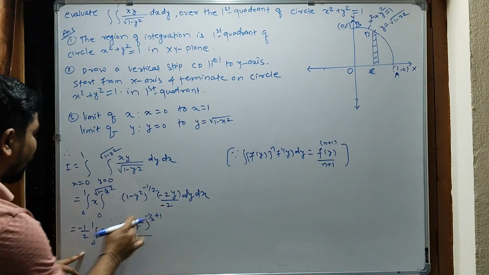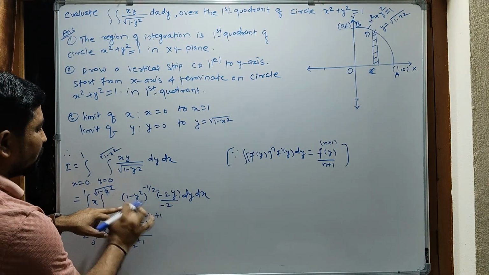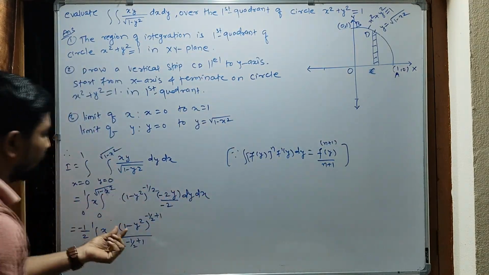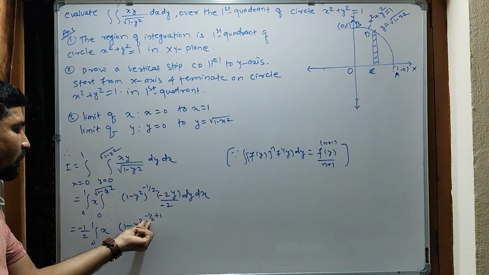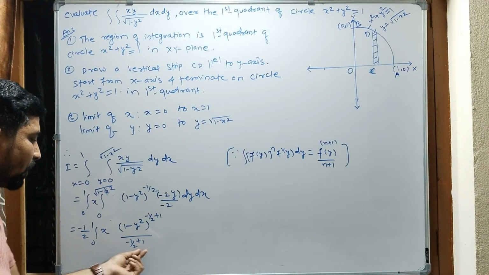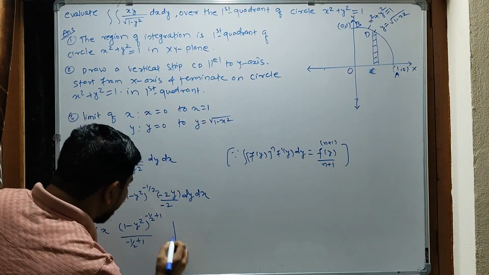So here I will take the denominator outside, that is a constant, 0 to 1. So here with respect to this limit, f(y) to the power n plus 1 by n plus 1. So here 1 minus y square to the power n plus 1, that is n is minus 1 by 2, minus 1 by 2 plus 1 by minus 1 by 2 plus 1. So here limits. Now here I want to put the limits of x.